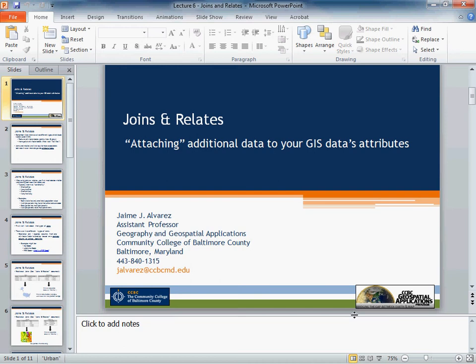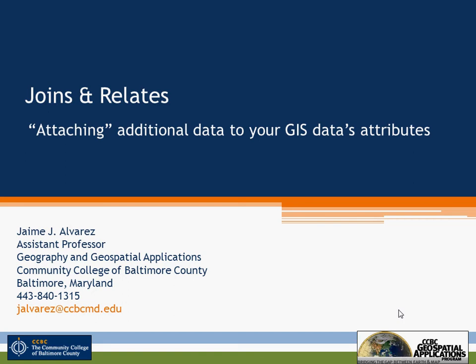So here we go with the joins and relates lecture, which we'll be watching here before we do the joins and relates demo interacting with the software. So in this case, we're attaching additional data to our GIS data attributes. And again, this module is all dedicated to interacting with our GIS data's attributes. So what do we mean by attaching additional data to our attributes?